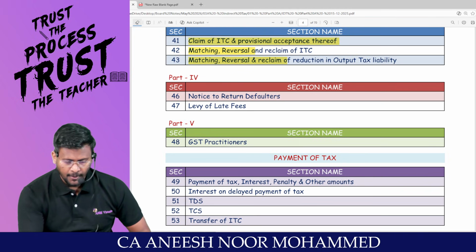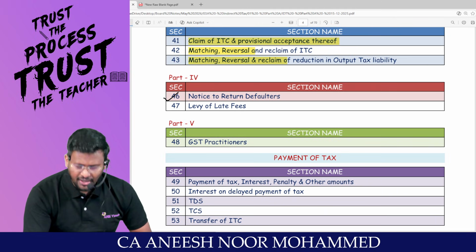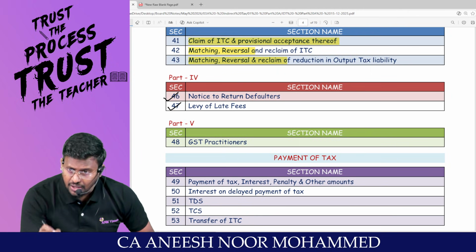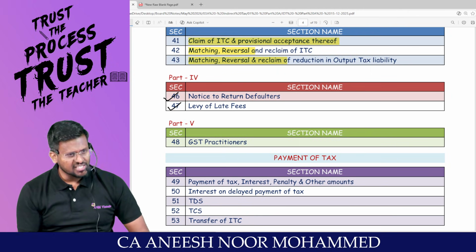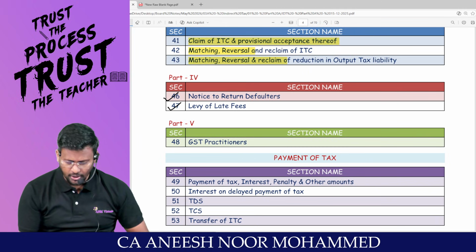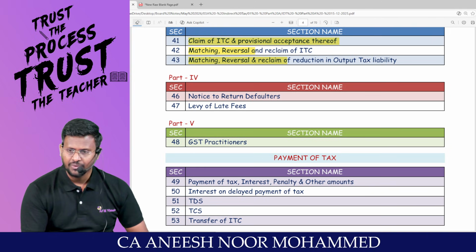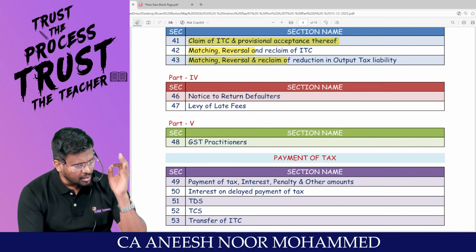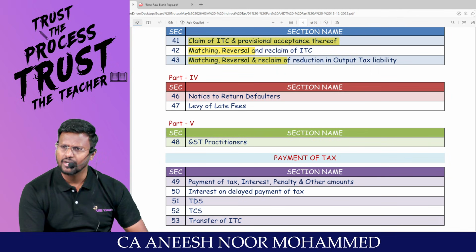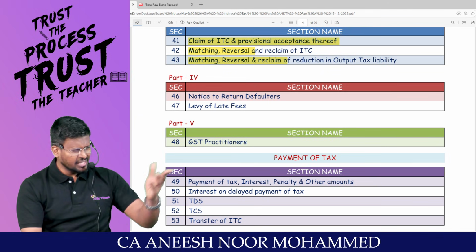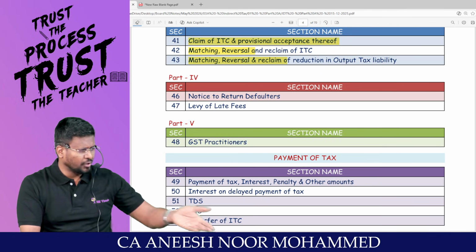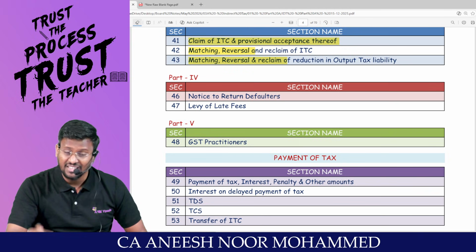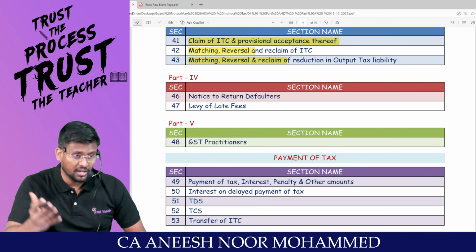Sir, if there is any delay in filing the return, you are liable to pay a late fee under section 47. So what is 46? Notice to return defaulter. And 47 is levy of late fee. Sir, every registered person in India is liable to file the return. That means he cannot file the return by himself. For example, if you are a businessman, do you know how to file the return? No, sir. They will come to the chartered accountants to file the return. That's what we are learning.